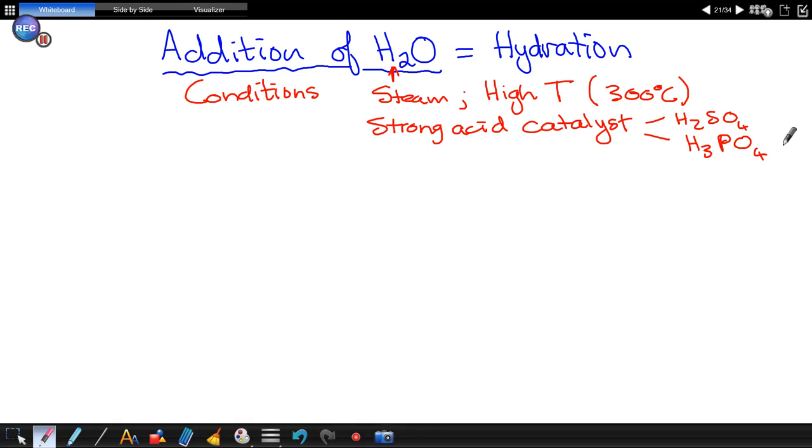So in our example, we've got ethene, unsaturated, reacting with water in the form of steam and producing alcohol. So the hydration of the alkene forms an alcohol. With ethene, does it matter which carbon will take the OH group? No, because the two carbon atoms have the same degree of substitution.